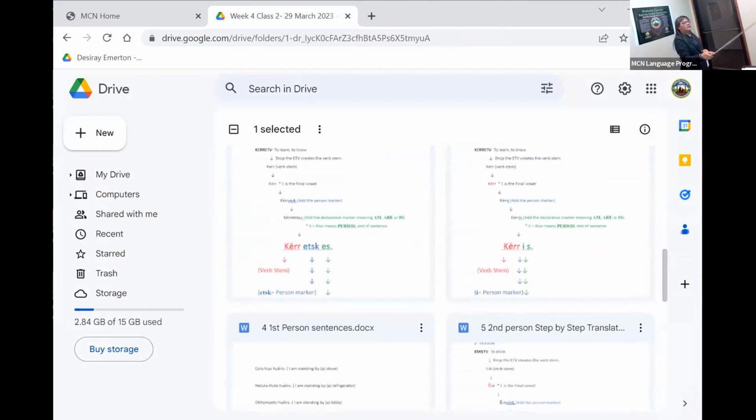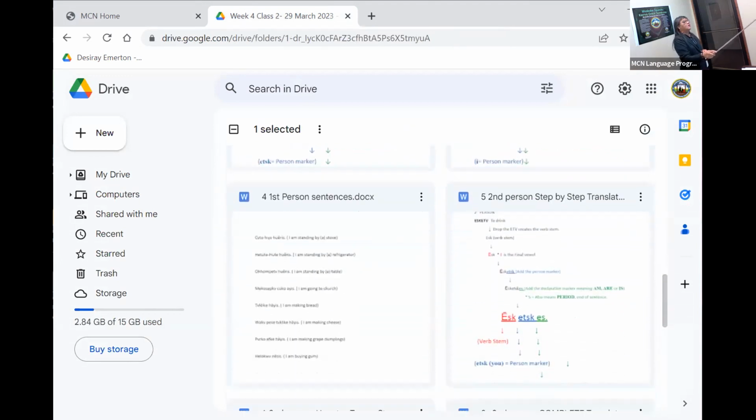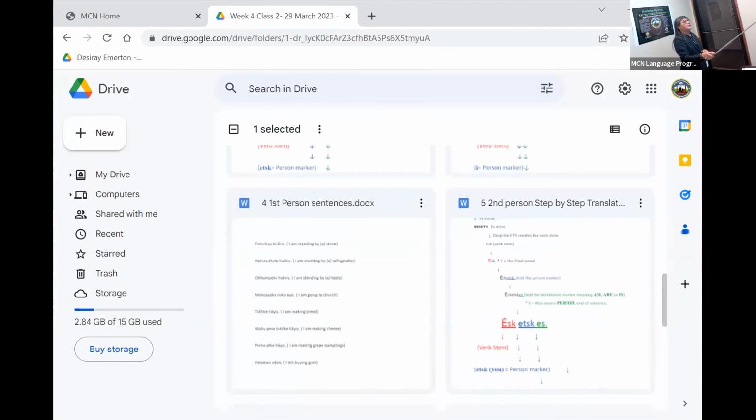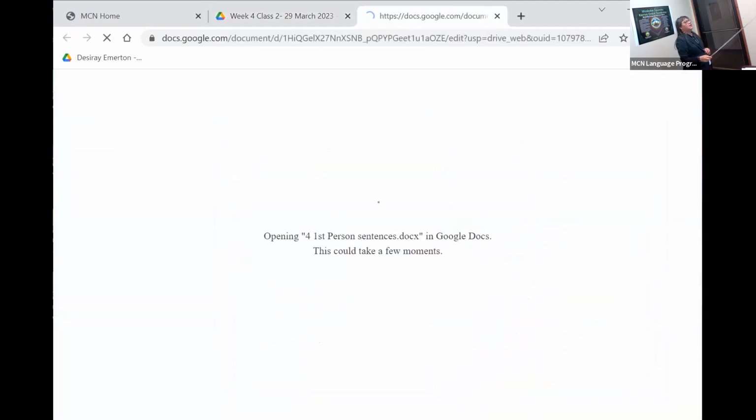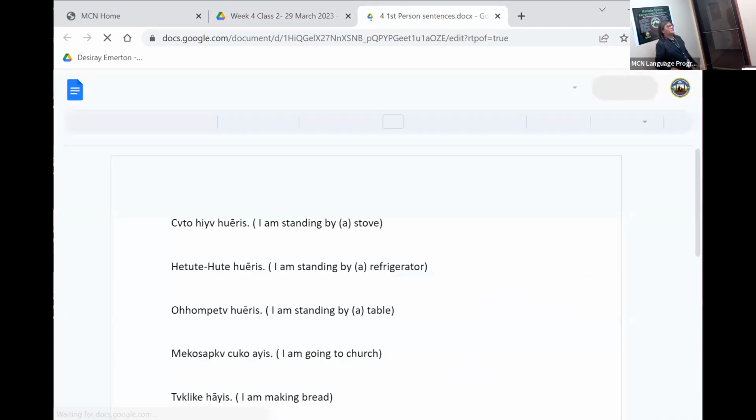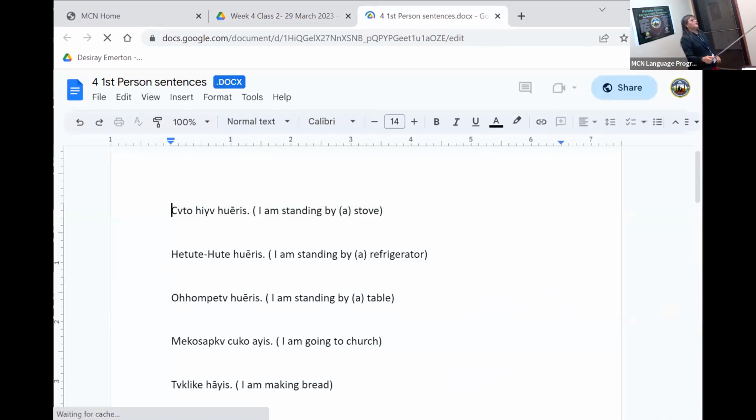First person of sentences. So now we get to the part where we're making sentences, right here.